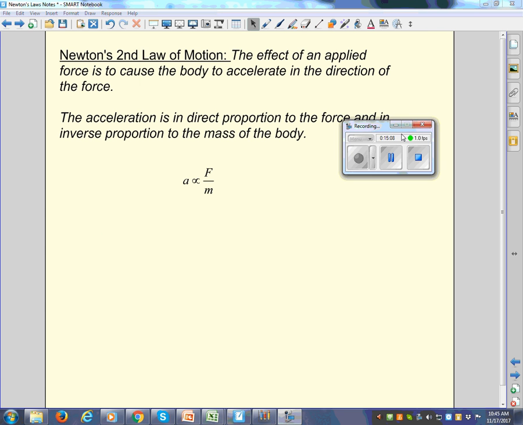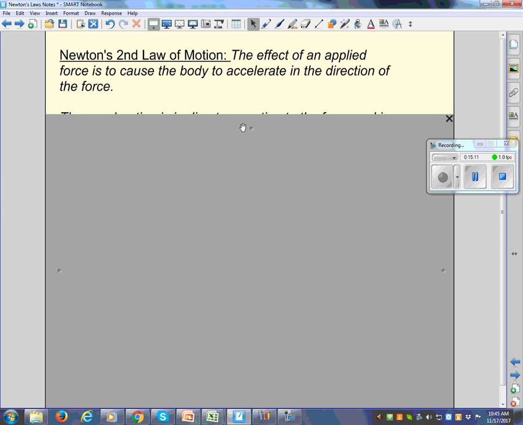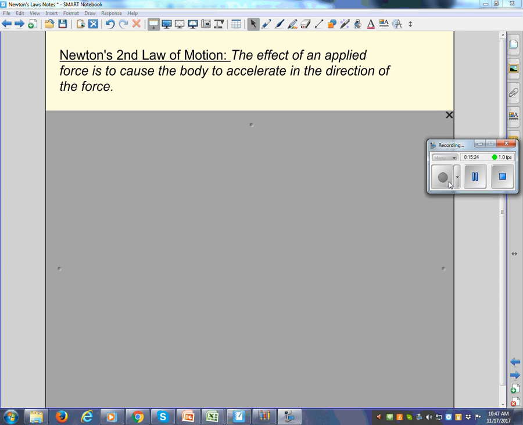Okay, now what about Newton's second law? Newton's second law says the effect of an applied force is to cause the body to accelerate in the direction of the force. And I'll just pause there for a second. Okay, so let's unpack this a little bit here. What does this mean? The effect of an applied force is to cause the body to accelerate in the direction of the force, right? So if I've got my foam ball, my angry Pac-Man here, staying at rest in my hand, and then I apply a force to it, that's the wrong way to throw it, isn't it?